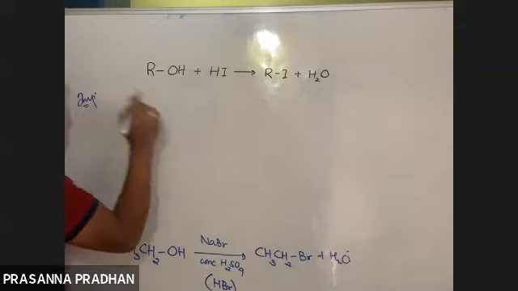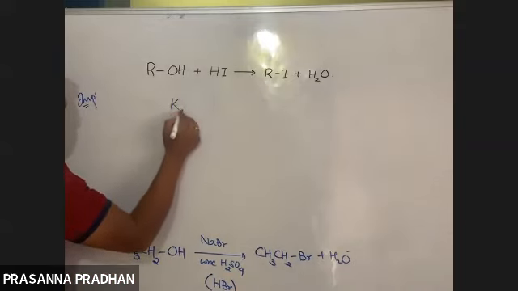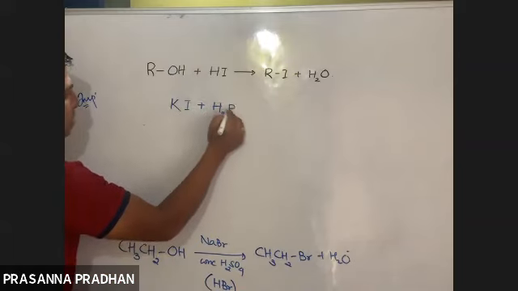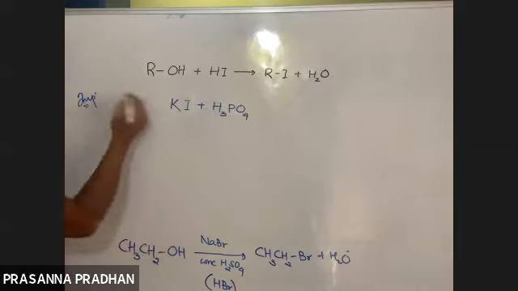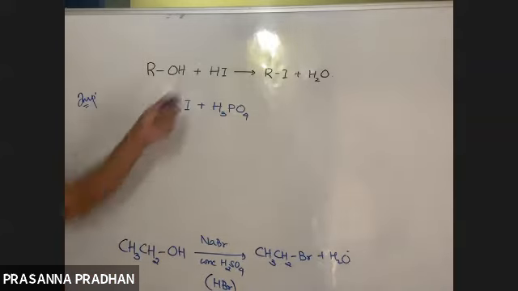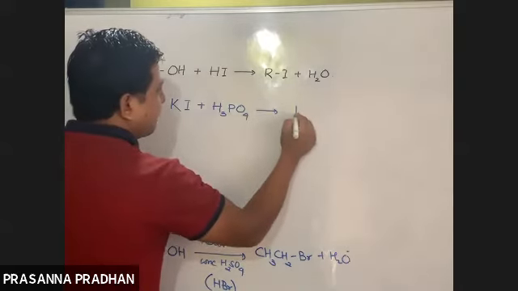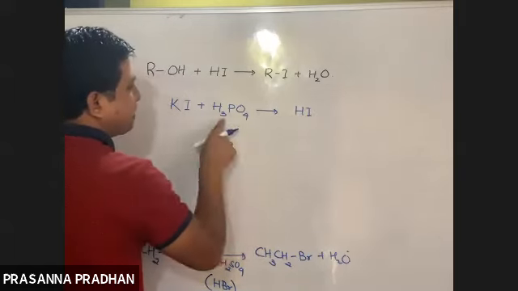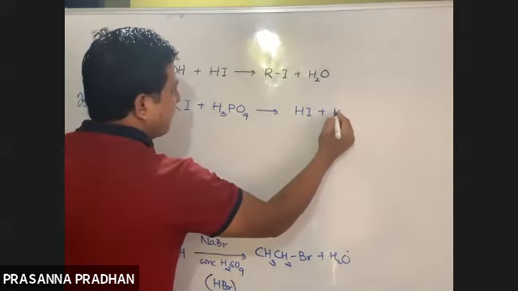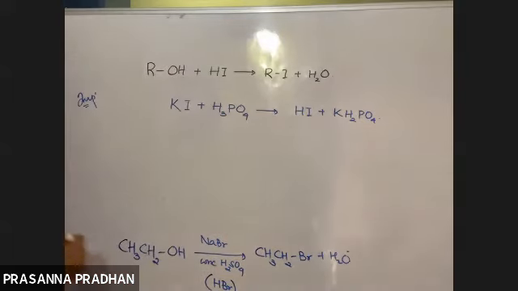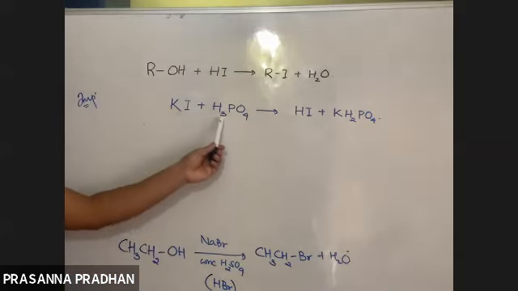HI is prepared by treating potassium iodide with H3PO4. So you must remember this. How is HI prepared? By treating potassium iodide with orthophosphoric acid. So what do we get? We get HI. Two hydrogen atoms are left, so we get KH2PO4.